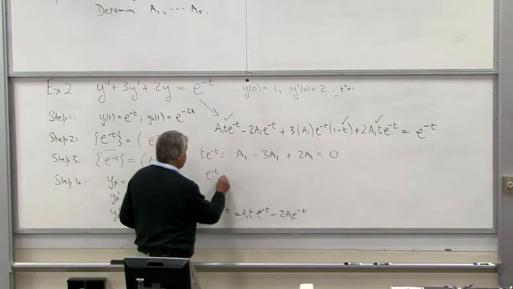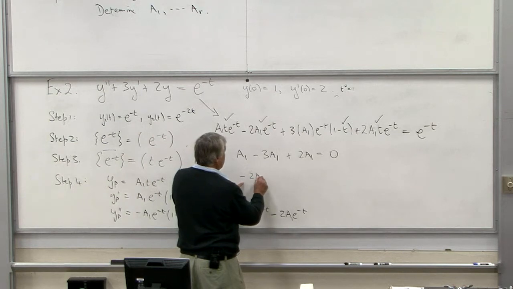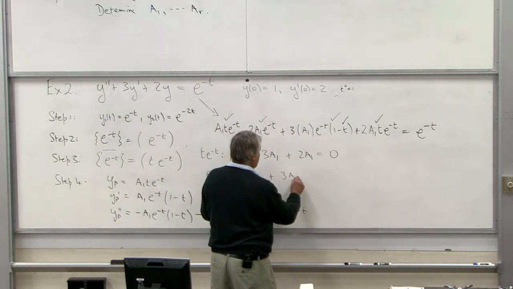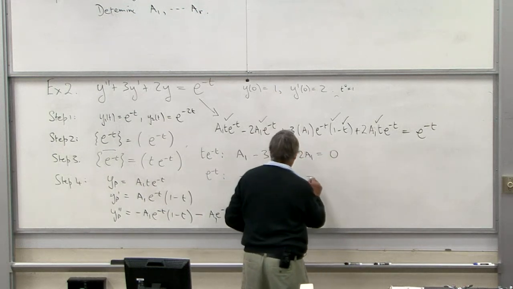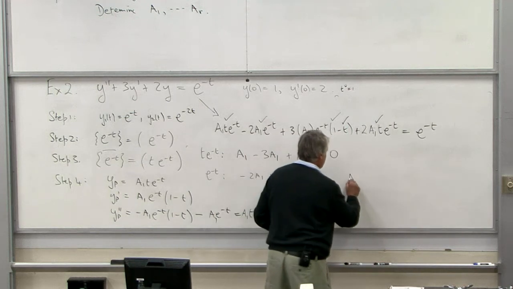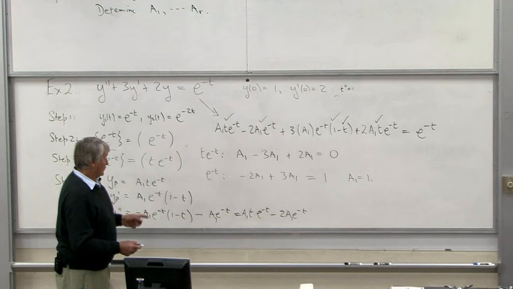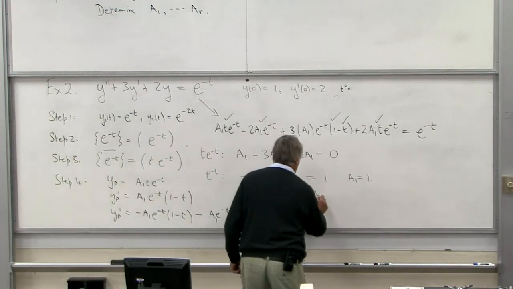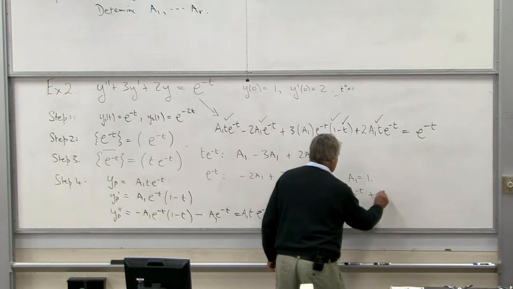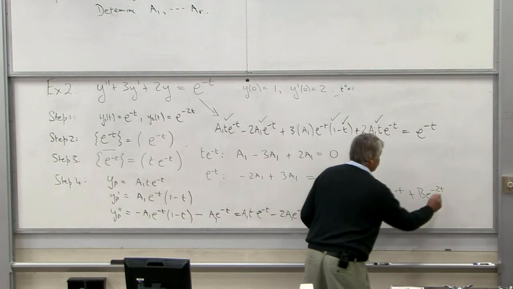Coefficients of e to the minus t. This guy, minus 2a1. This guy, plus 3a1. Nothing here, and on the right-hand side, 1. So this tells me that a1 is 1. So the general solution of this problem is y of t equals t e to the minus t plus a e to the minus t plus b e to the minus 2t.